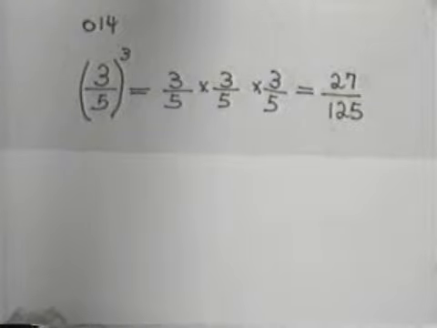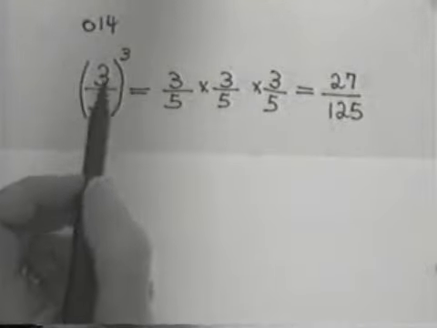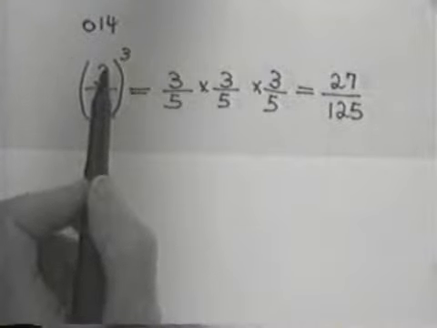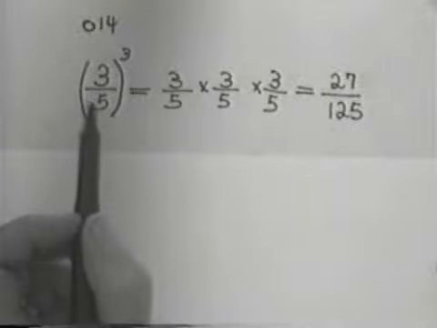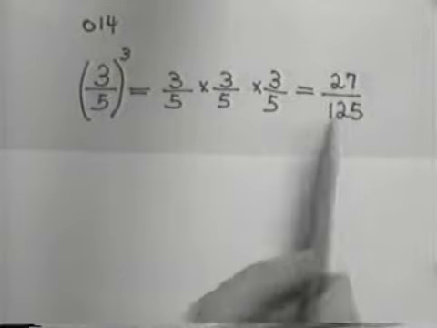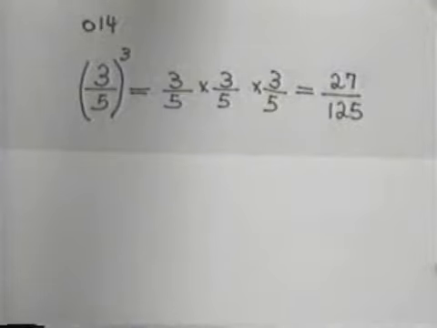Another way to have gotten this answer would have been to raise each part of your fraction to the power. Raise 3 to the third power and get 27. Raise the denominator 5 to the third power and get 125. That would be another way to get our answer.